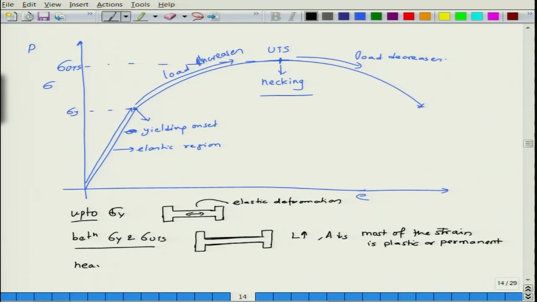Near UTS, just at the UTS, what we have is the phenomenon called necking. So let's say this is point A, this is point B, and at point C what happens is that you have a formation of what we call a small neck.